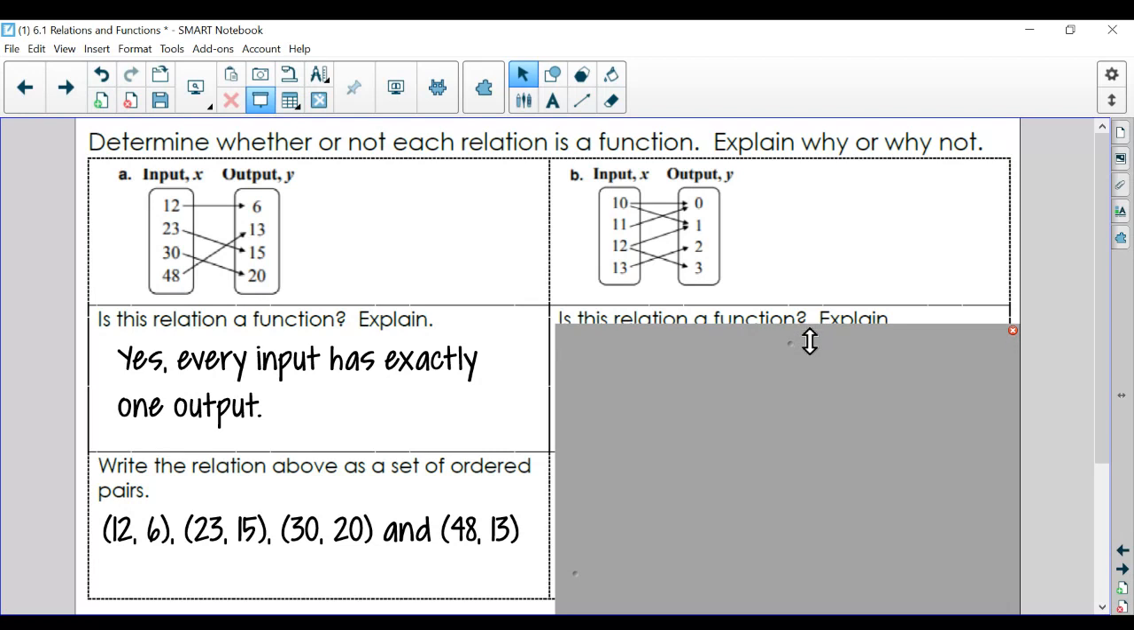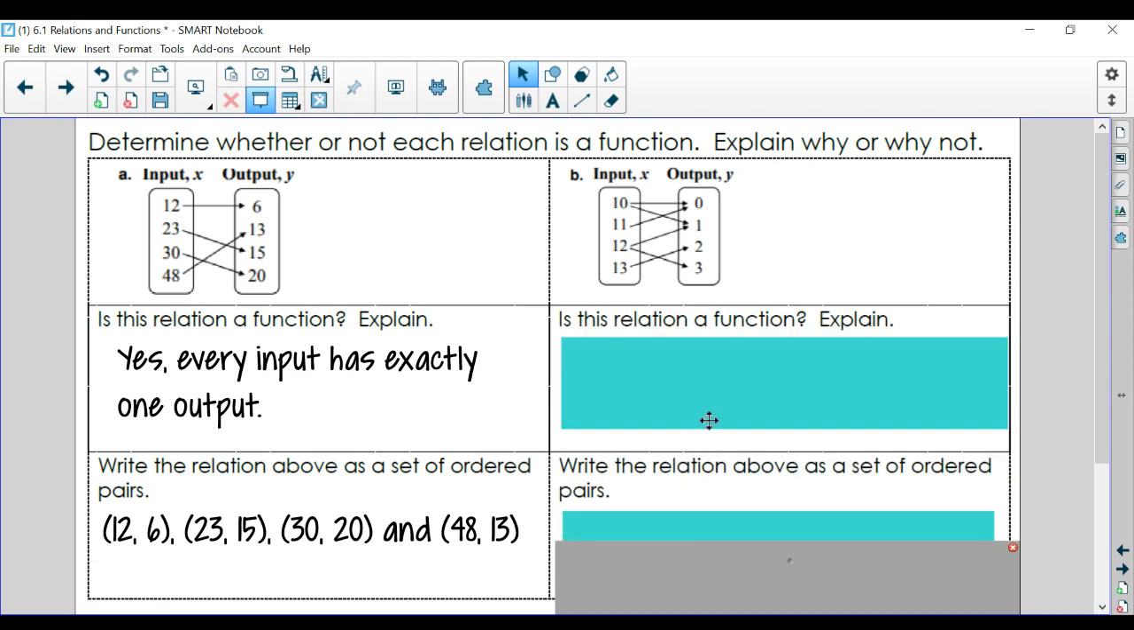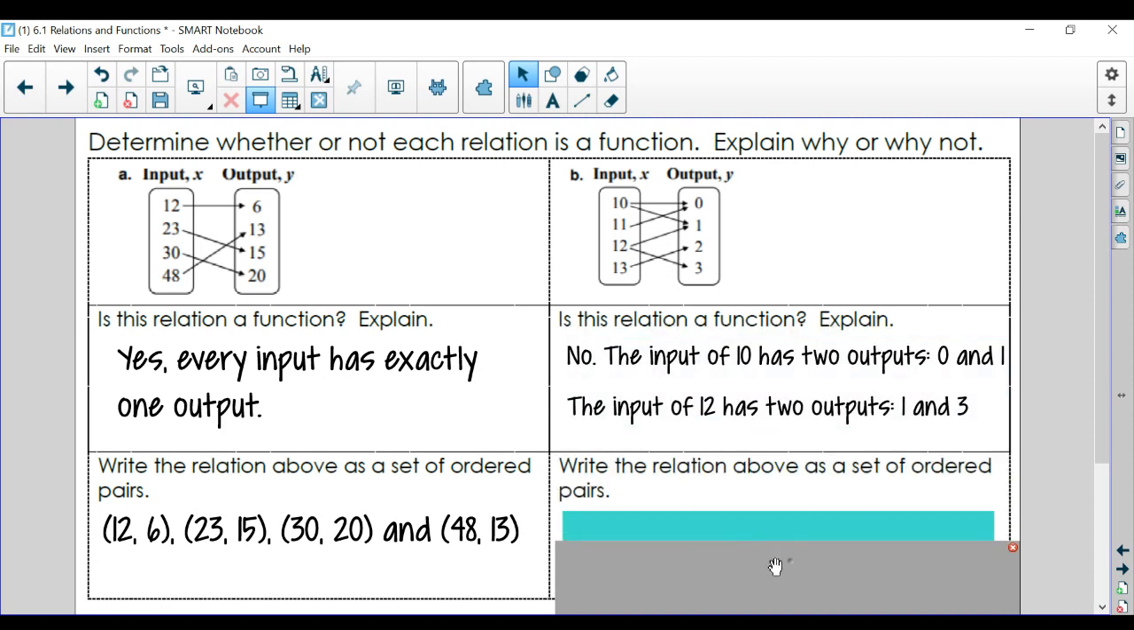Here's our second one. Here's our inputs and our outputs, and we can see here that 10 as an input has an output of 0 and 1. Same with 12, it has an output of 1 and 3. So this is not a function, and that's why. It's because of the 10 and the 12 having two different outputs.